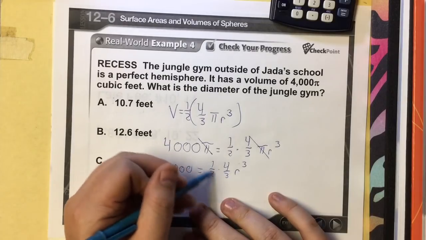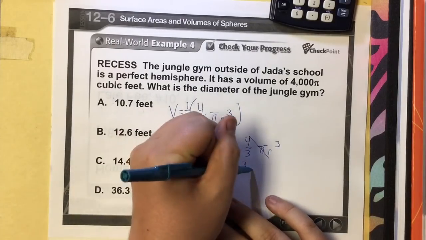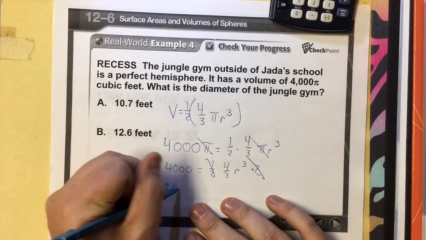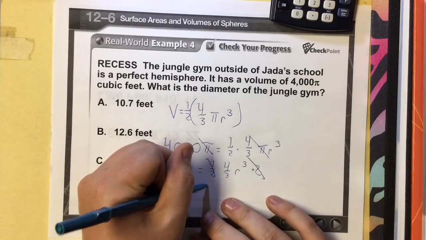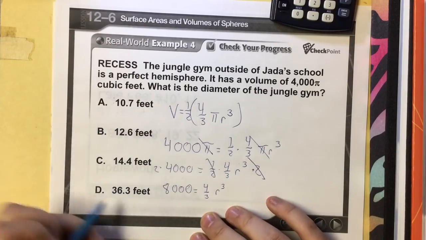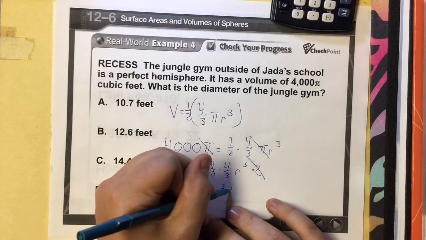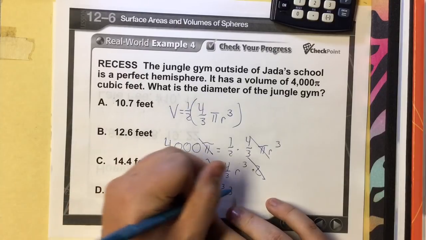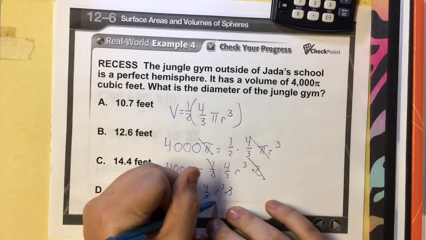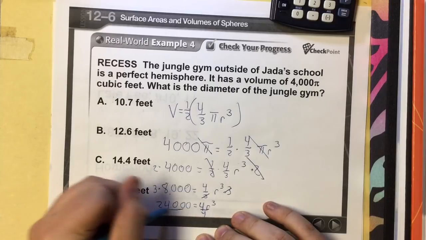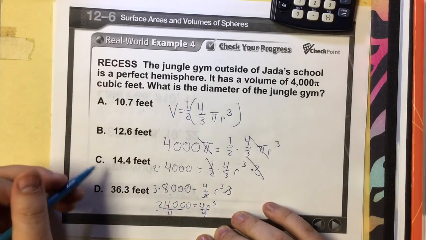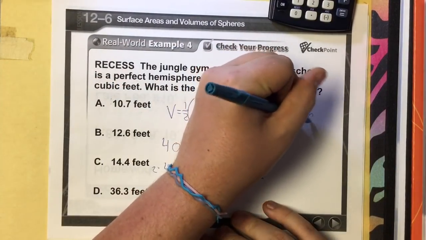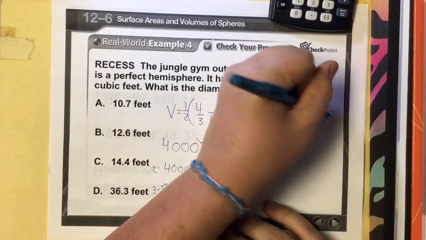To get rid of 1/2, we've talked about this a number of different occasions. We can multiply by 2. The half and the 2 will cancel. Times 2, I get 8,000 is equal to 4/3 r cubed. Multiply by 3. Gives me 24,000 equals, those 3's cancel out, 4 r cubed. Divide by 4. 24 divided by 4 is 6, so 6,000 is equal to r cubed.